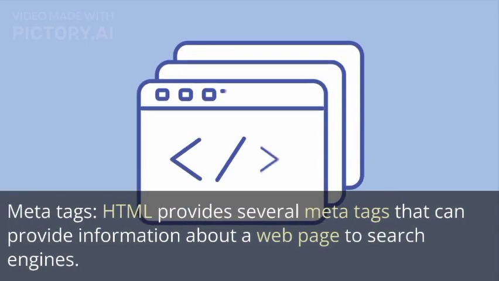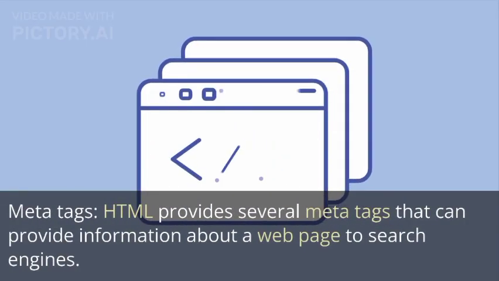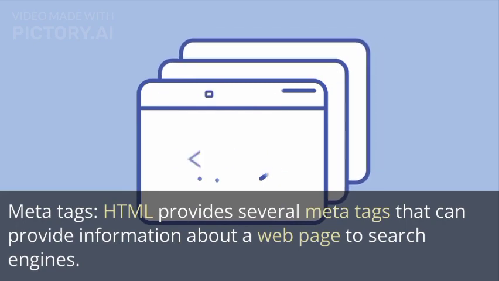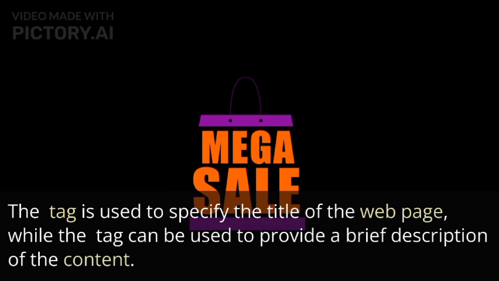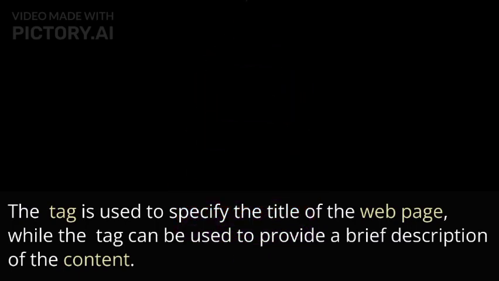Meta tags. HTML provides several meta tags that can provide information about a web page to search engines. The title tag is used to specify the title of the web page, while the meta description tag can be used to provide a brief description of the content.